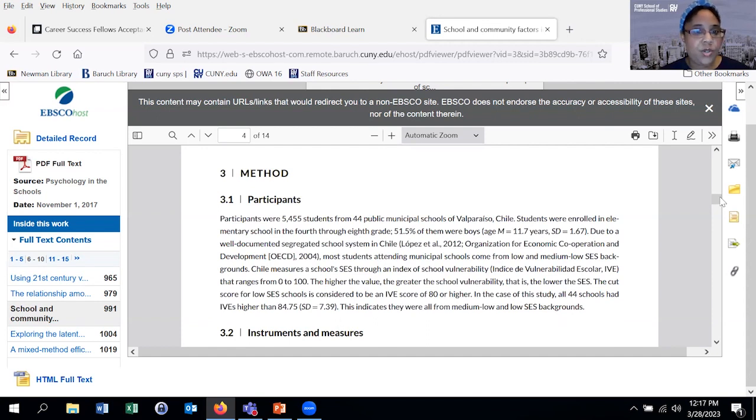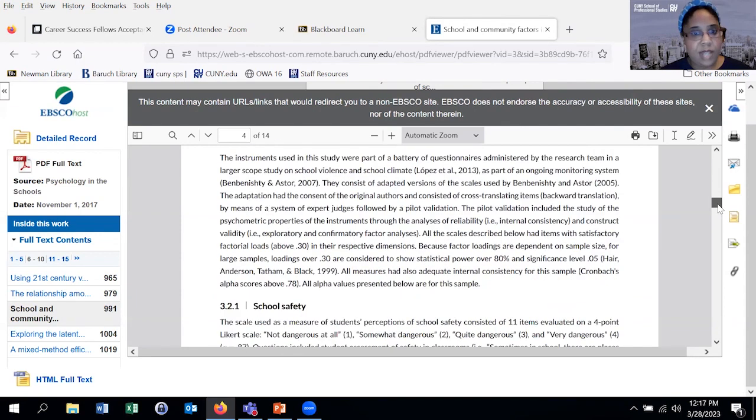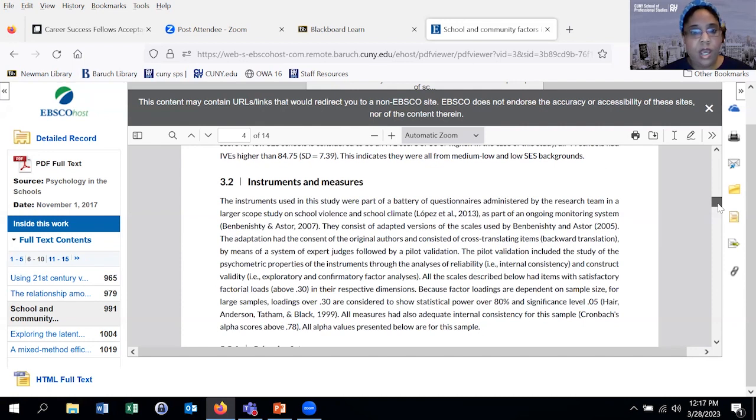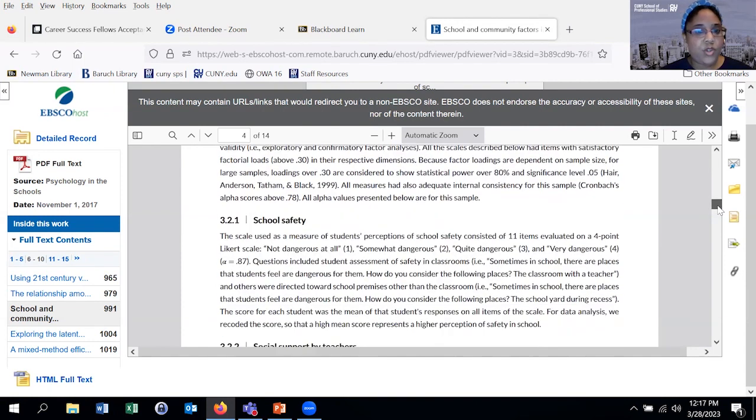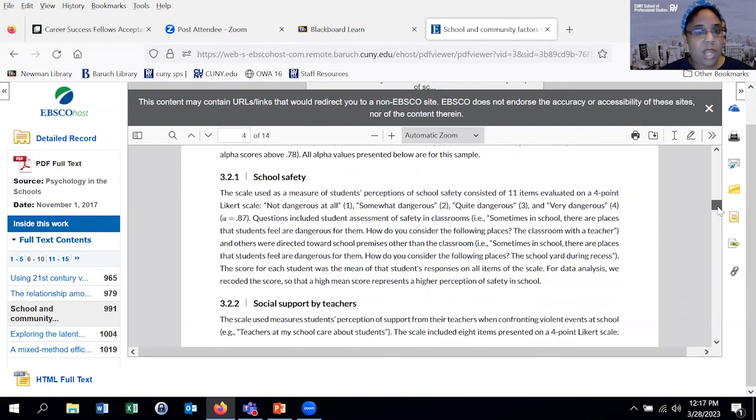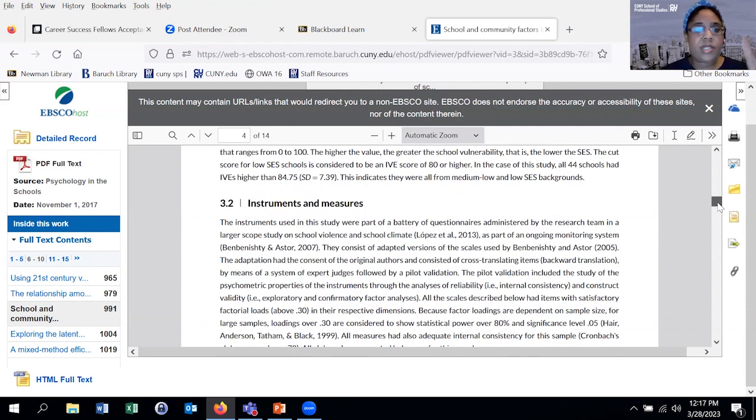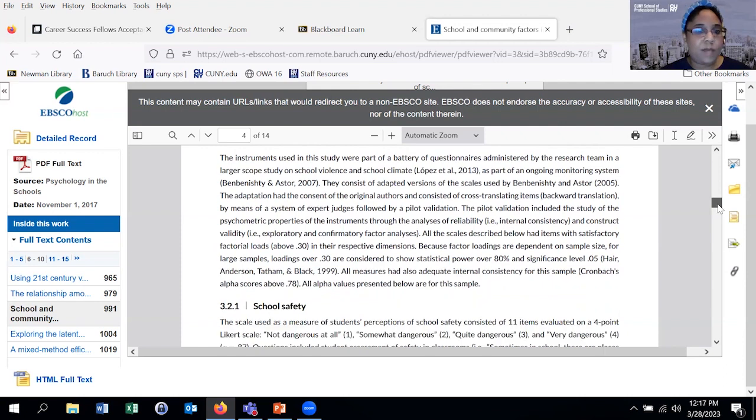Next, you get into the method section. So as I mentioned to you, participants come first. So they're giving a description of their sample. Remember, in psychology, we use participants. Other fields might use subjects as a terminology. And then we get into instruments and measures. And this is going to give you a summary of every single measure they use to collect data.